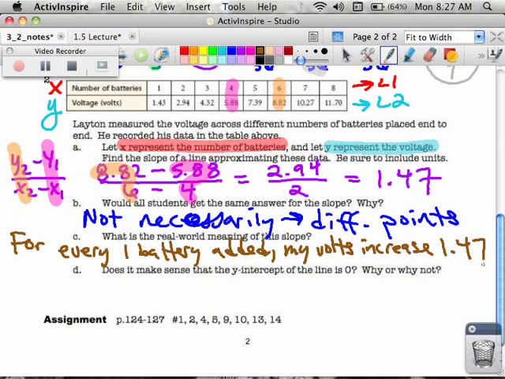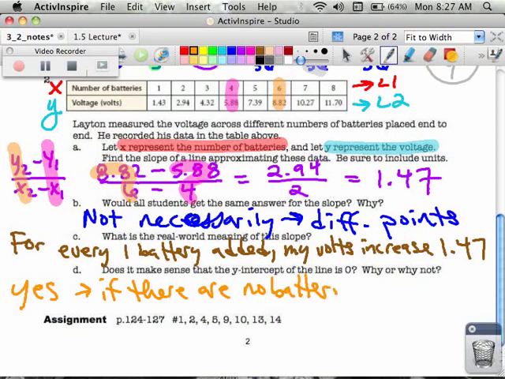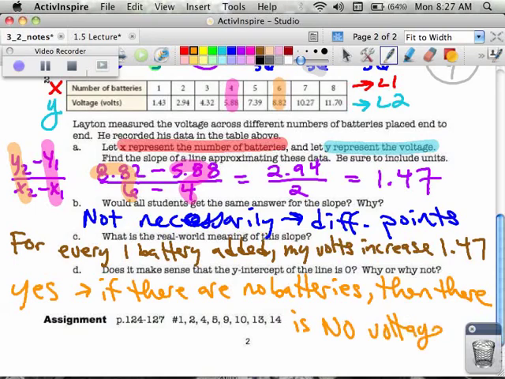And then the last question is, does it make sense that my y-intercept in the line is 0, and why or why not? The answer is yes, it makes sense, because if there are no batteries, then there is no voltage. You can't really have any power going on if there aren't any batteries. So no batteries, no voltage.